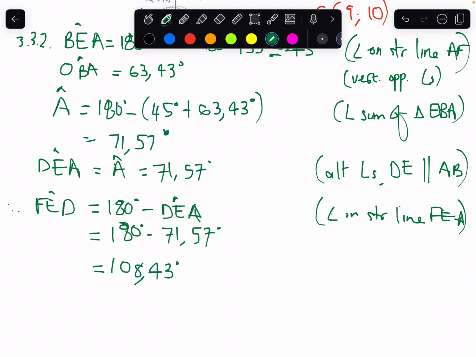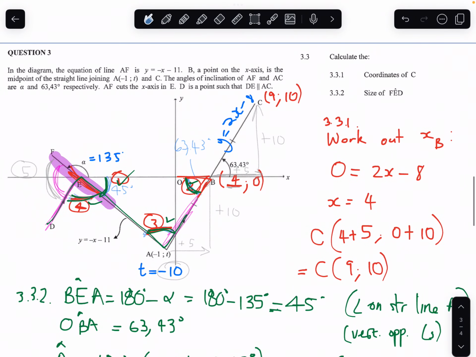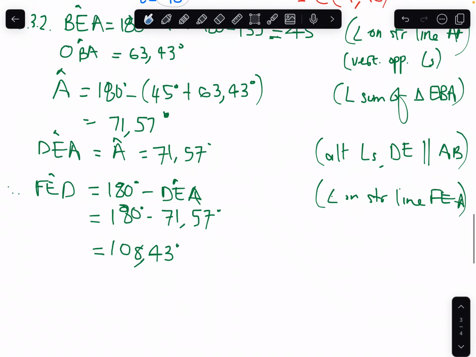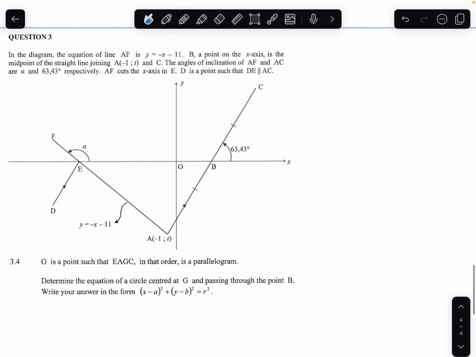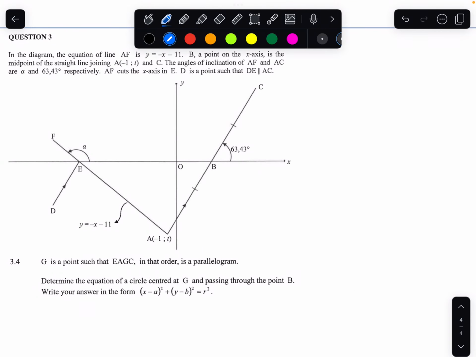So we have the coordinates of C are 9 and 10. Yes, indeed. And then for the second question we have FED is 108.43 degrees. Yes, indeed. Last question. I'm just going to start by filling in everything we know. Maybe not everything, but some of everything.